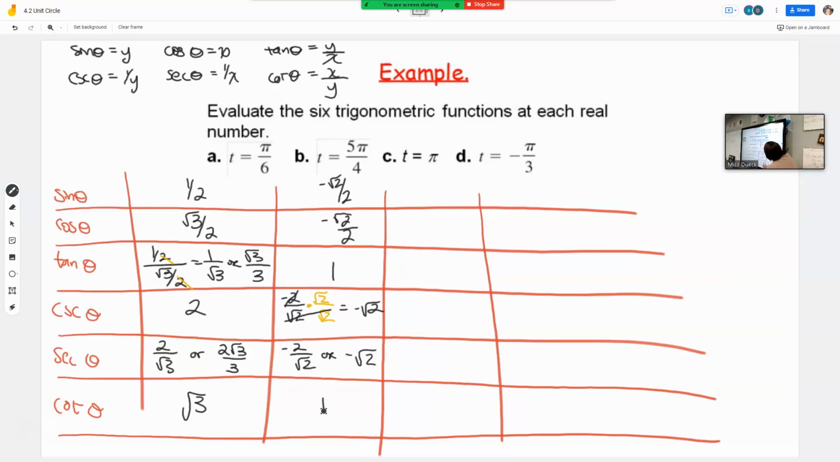An example of something in the 1st quadrant, something in the 3rd quadrant with negatives for everybody but the tangents and the cotangents. The 1st quadrant, everybody was positive.